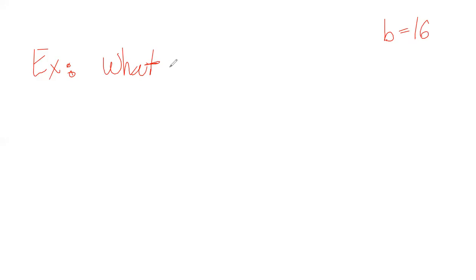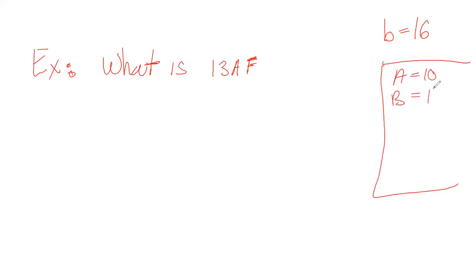Right, so when we ask what is, and here's a particular example, 1, 3, A, F, right? A is the value 10, F is the value 15. And we can write like a little key to keep that straight. A equals 10, B equals 11, C, D. And here we're just writing on the left-hand side our hexadecimal representation of the number, and on the right-hand side the decimal representation of the number.